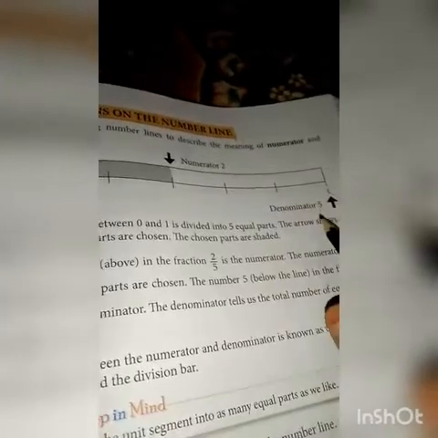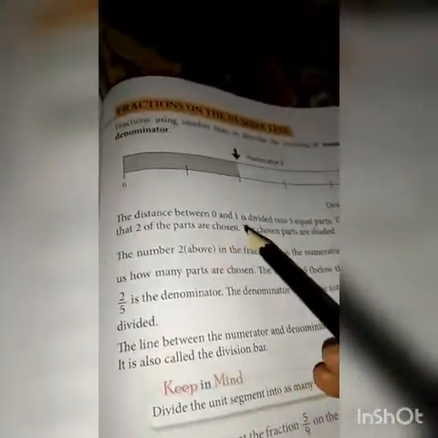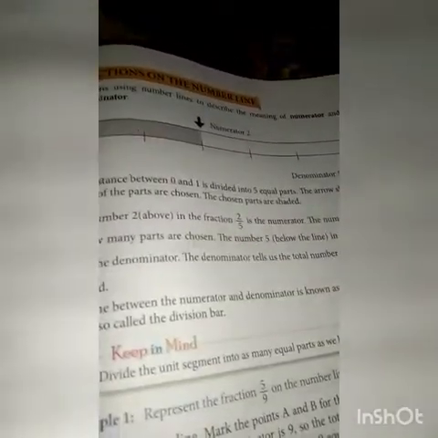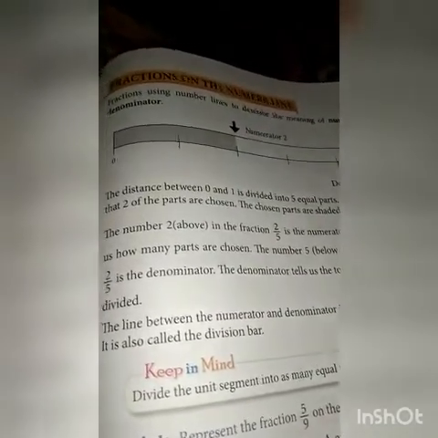And how many total parts are there? 5. So the denominator is the total number. The denominator is 5. Here you can see the distance between 0 and 1 is divided into 5 equal parts. The arrow shows us that 2 of the parts are chosen. The chosen parts are shaded. Clear? What does it mean?